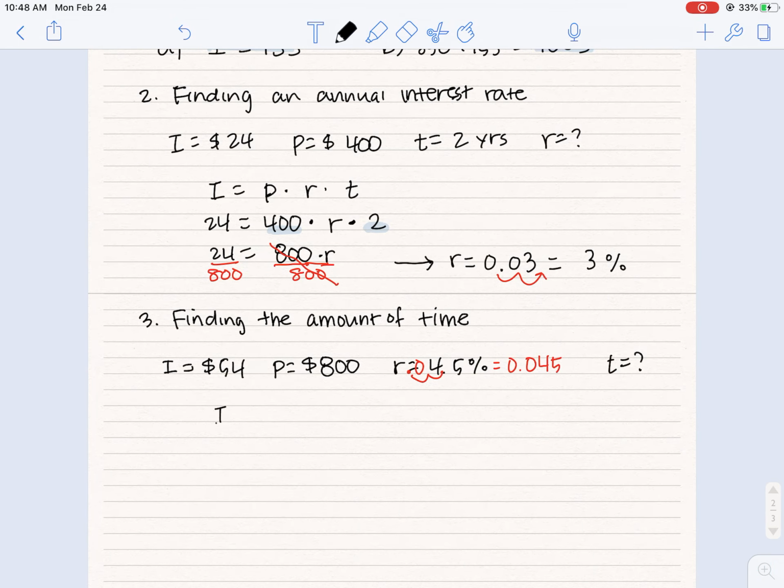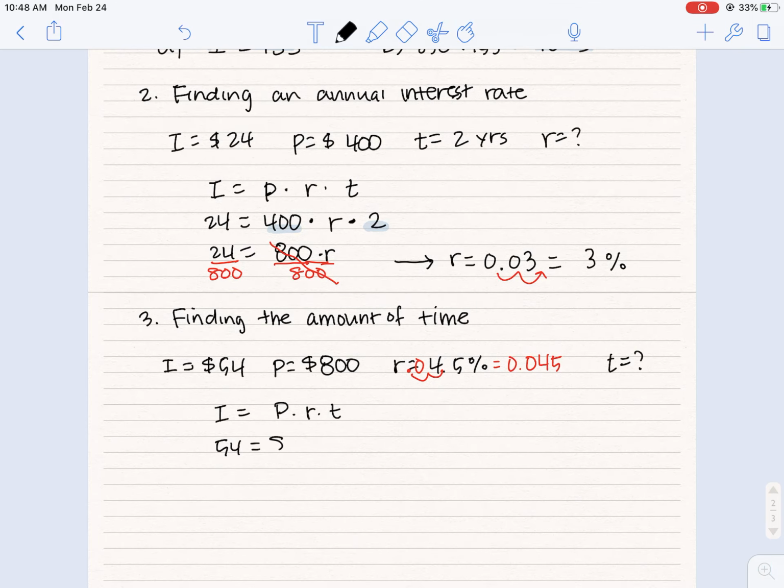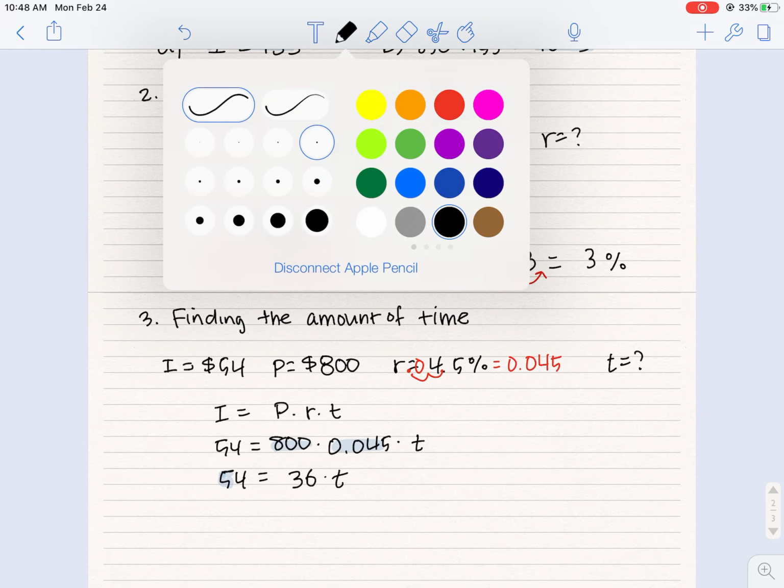So I set up the equation again. I equals P times R times T. My interest was 54. Principal was 800. Rate was 0.045. And then I have T. So again, I'm going to multiply 800 and 0.045, which will give me 36 times t.